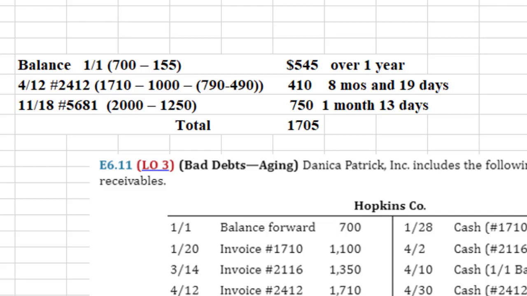So that $410 has been outstanding since April 12th. That's 8 months, 19 days. And then 5681, that's from November 18th. So that's 1 month, 13 days. Total, our receivables that haven't been paid for the Hopkins Company would be $1,705, and this would be the amount of time for the different invoices. And that way we can go ahead and research this and determine what needs to be done with Hopkins Company.